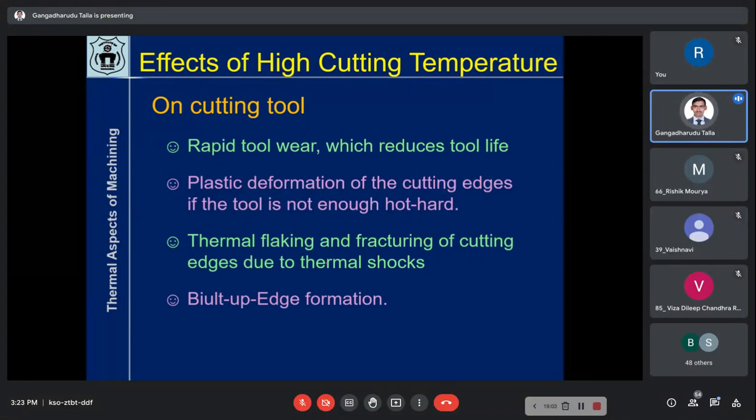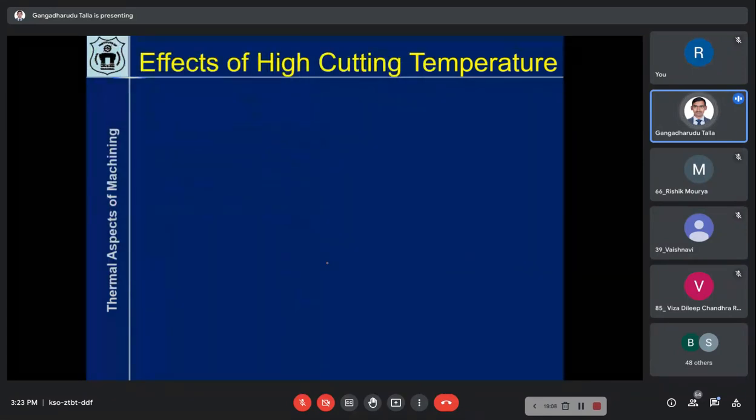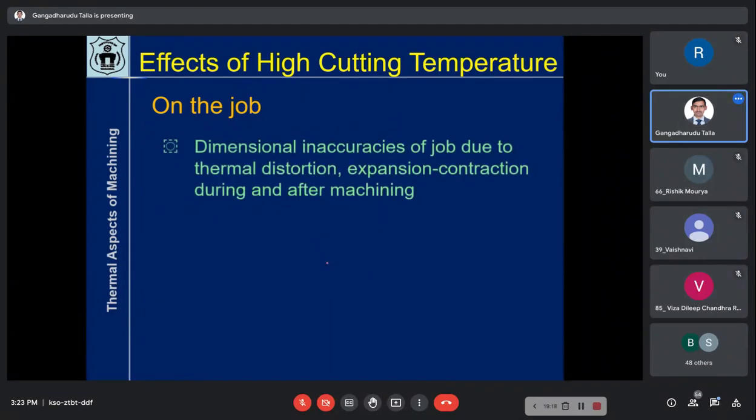Built-up edge formation will also be high if the temperature generation is high. So those are the effects of temperature generation on the cutting tool. Now on the job, dimensional inaccuracies of the job due to thermal distortion, expansion, contraction during and after machining. So mainly, you will not get the desired dimensions because of the thermal distortion or the deformation.